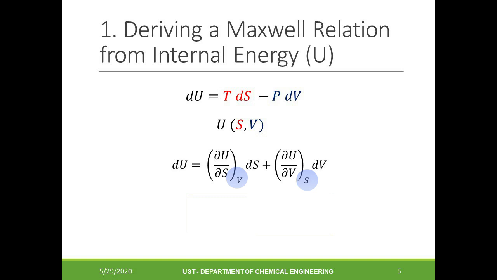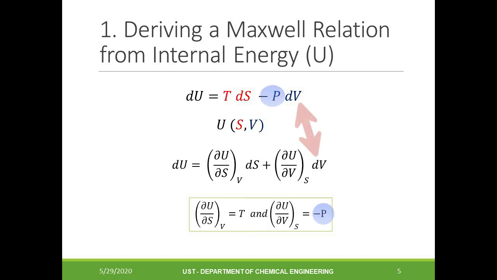Also, by inspection, that is, comparing the two expressions for dU, it is apparent that the partial derivative of U with respect to S at constant volume is equal to temperature, and the partial derivative of internal energy with respect to volume at constant entropy is equal to the negative of pressure.